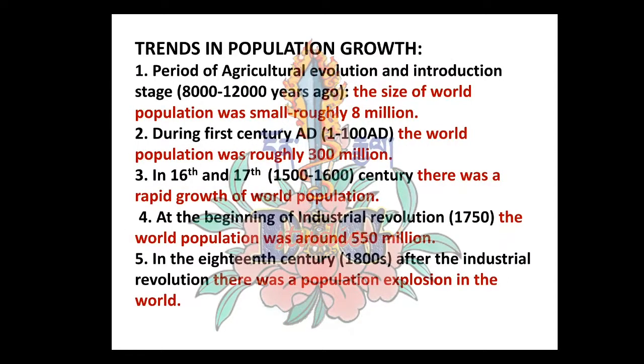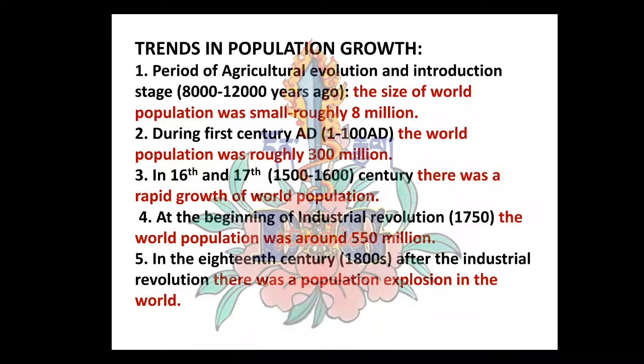Trends in population growth try to explain the growth of the population of the world by dividing it into four main groups or periods. The first period is called the period of agricultural revolution and introduction stages. That means the year is between these two.